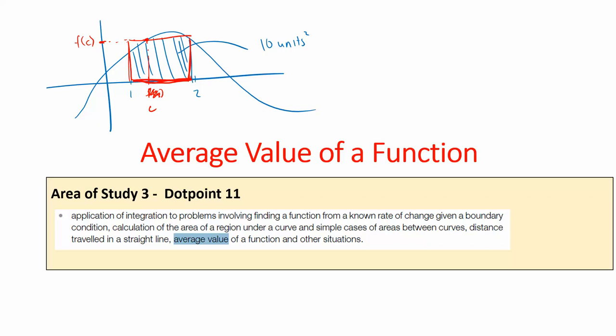So if this is a length of 1 to 2, that's 1, and you know you need 10 squared units, you know the height has to be 10. Because if it's 10 times 1, you're going to get the same area. That's all. That's what average value basically means. And if you think about the formula, which I'll show you on the next page, it makes a lot of sense because the formula is just simply the same distance, which is 2 minus 1.